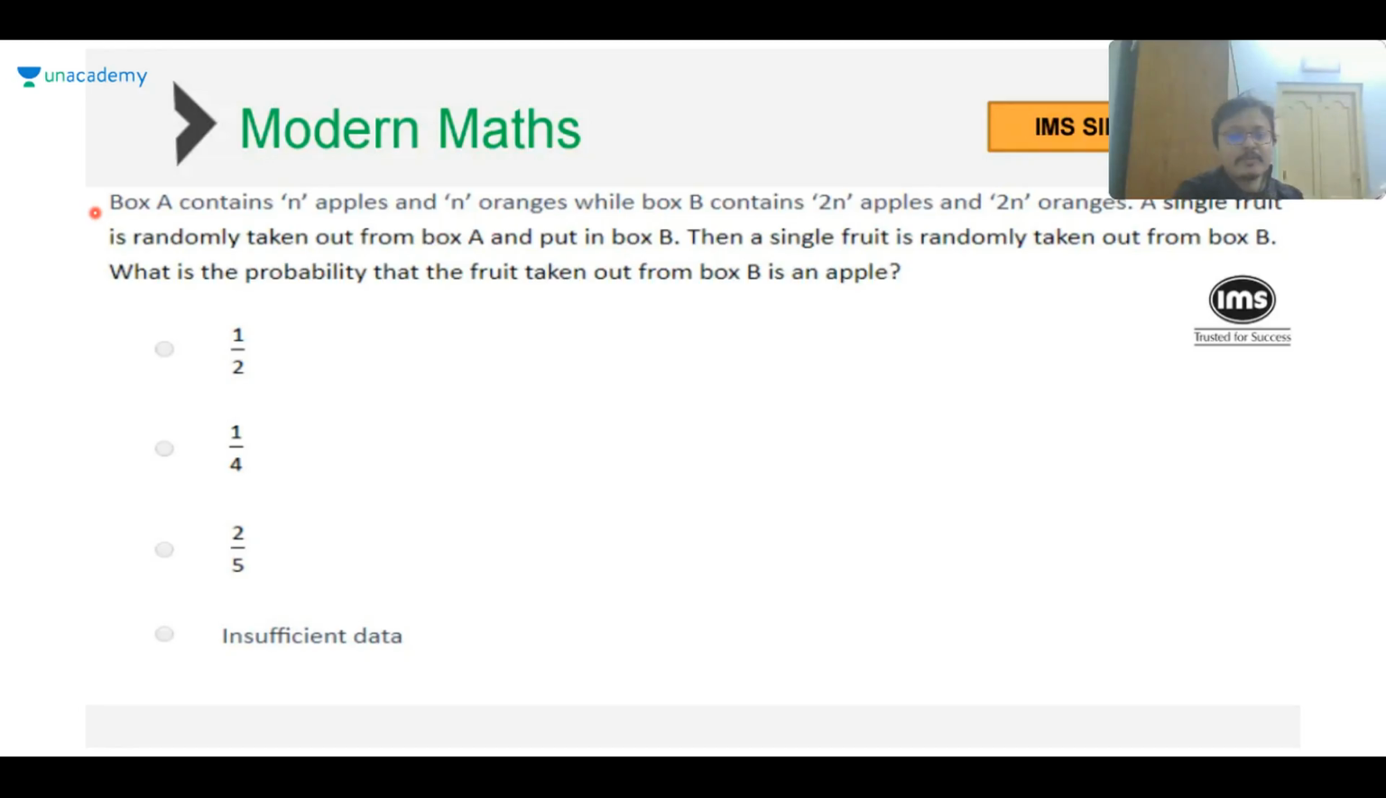The question is saying, what are the properties of fruit taken out from box B is an apple? Again, another question which can be solved in 5 seconds. Believe me, these kind of questions that have been coming in your exams can be solved in 5 to 10 seconds.